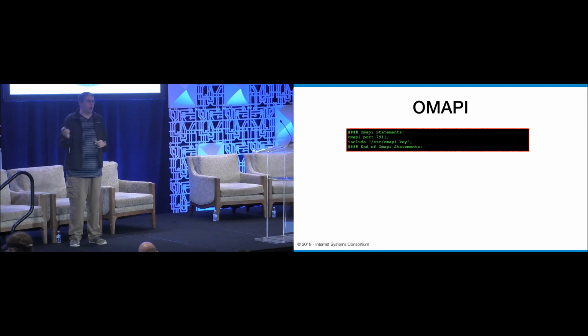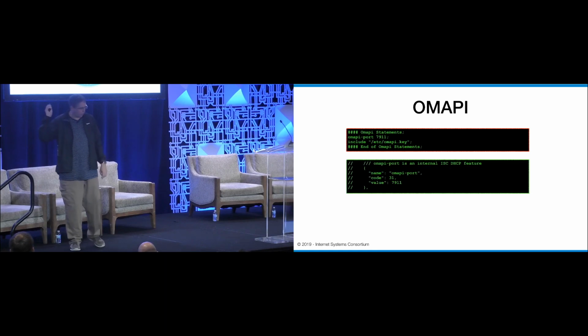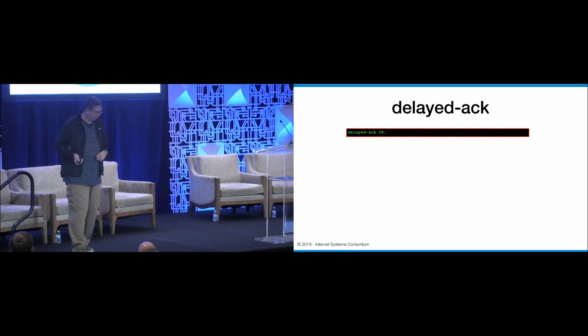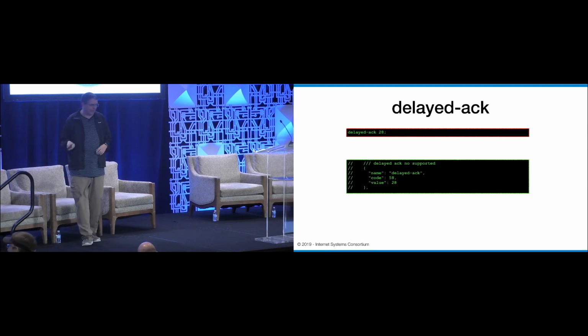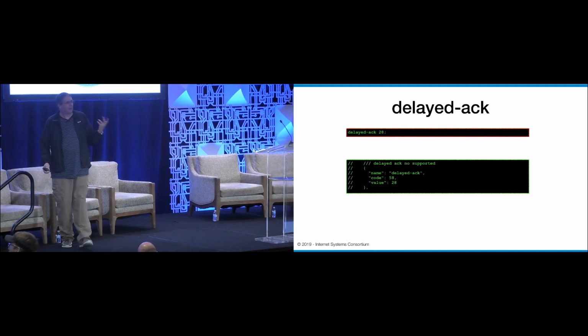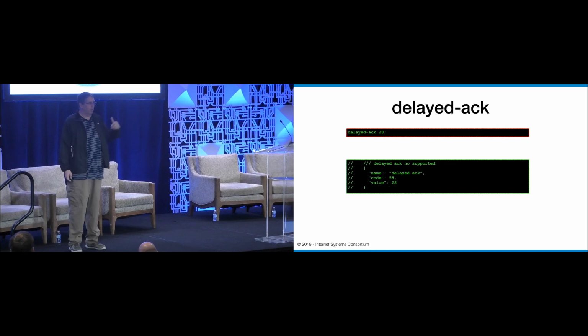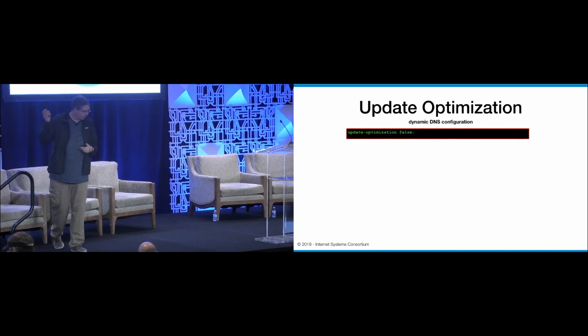Other things that are not going to work, OMAPI configuration, because OMAPI is not part of the DHCP standard, it's part of ISC's add-ons. So it's going to tell you, again, in the comments, it's an internal ISC DHCP feature. This isn't going to work. Delayed ACK. The delayed ACK option is not supported. Again, you may need this, and if you do, you could open a Git ticket for this, open an issue.